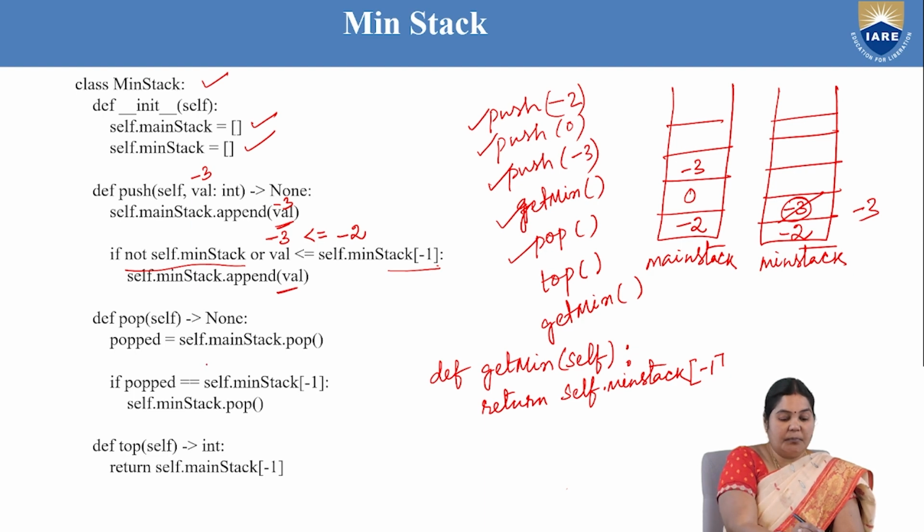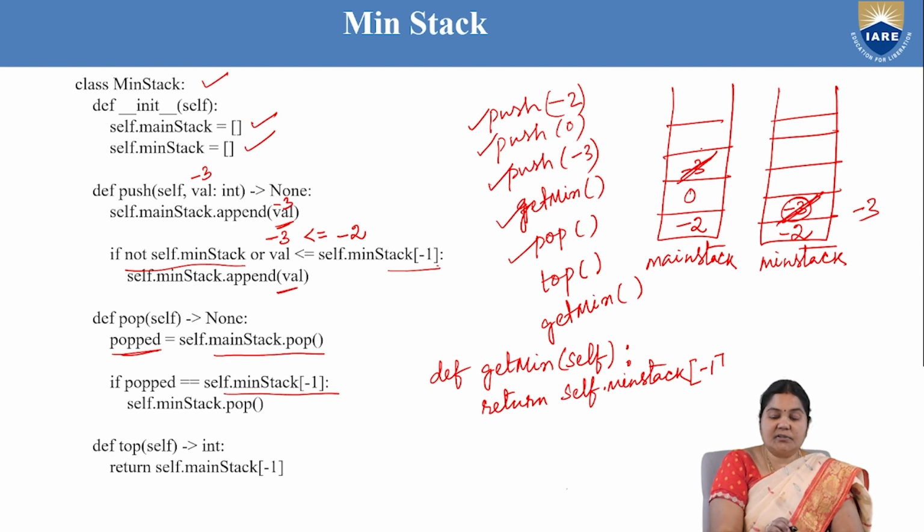Next operation is pop. So, what is pop? Pop will remove an element from the top of the stack. So, what we will do? main_stack.pop(), we have done and we have popped it. Now, whenever you are popping an element, you check whether that element is there in the min stack also. If it is there, you have to pop it from the min stack also. So you do min_stack.pop() also.